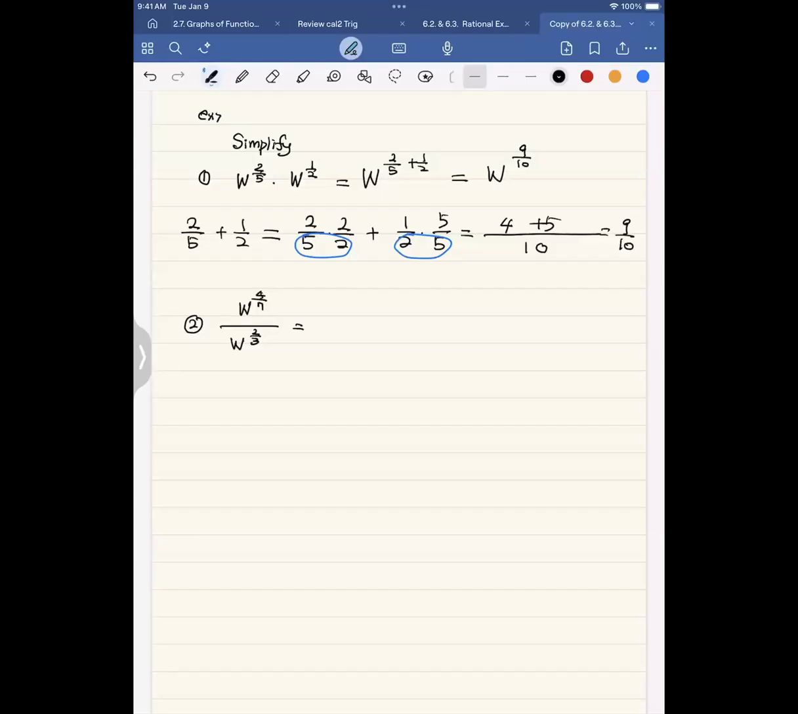The next one is a fraction. So w to the 4 over 7 power in the denominator.